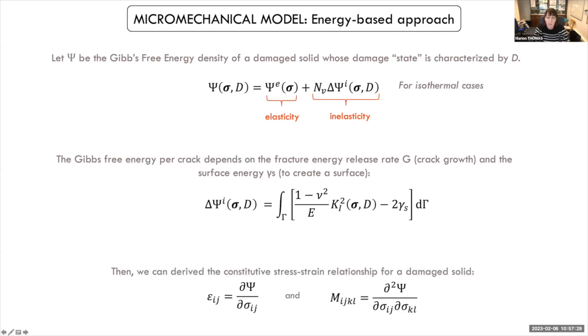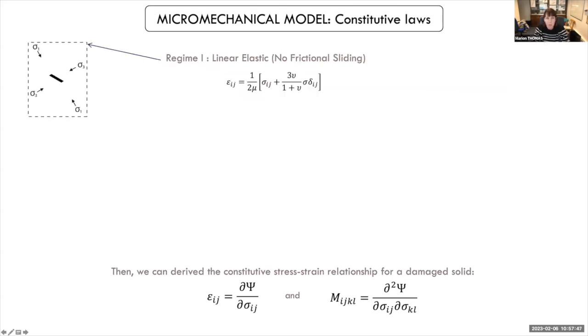And then using the laws of thermodynamics, we can derive first the strain. By deriving once the Gibbs free energy, we get the strain, and by deriving twice the Gibbs free energy, we can get the compliance tensor. And that's really how we are computing the stress constitutive law at each time step for each cell of our model.